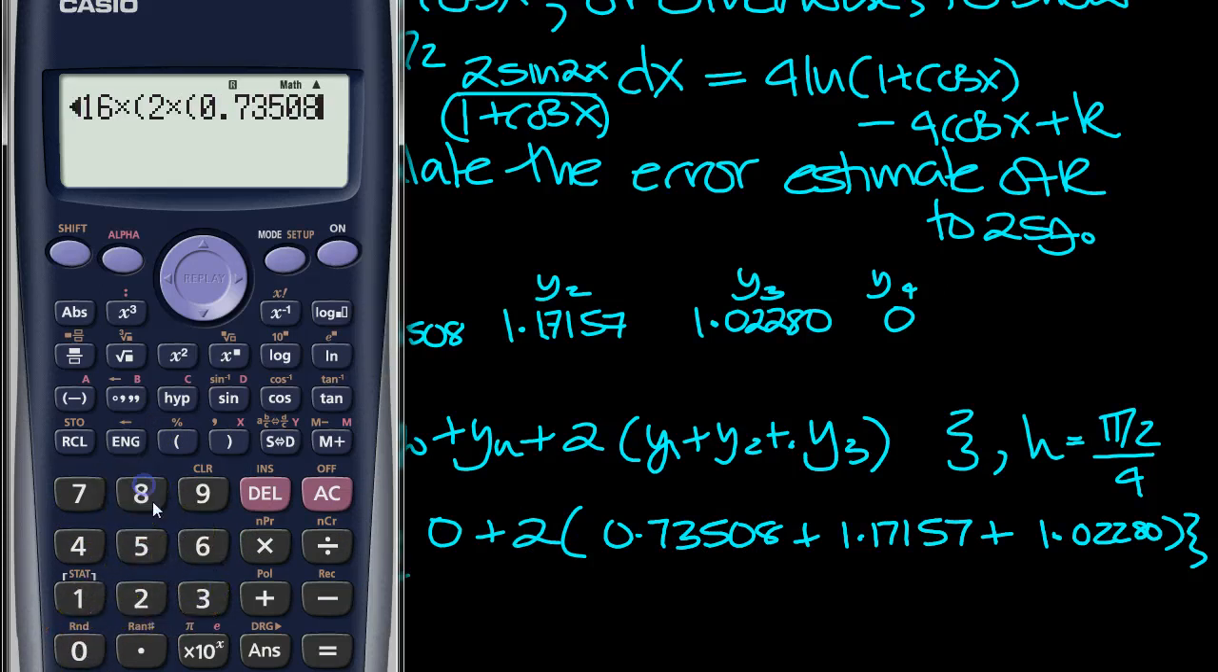0.73508 plus 1.17157 plus 1.02280. Close the bracket for the 2 times, close the bracket for the whole thing, and we want to work it out to 4 dp, wasn't it? But let's just write it down long-windedly. 1.15039.